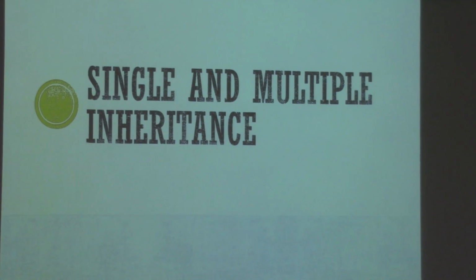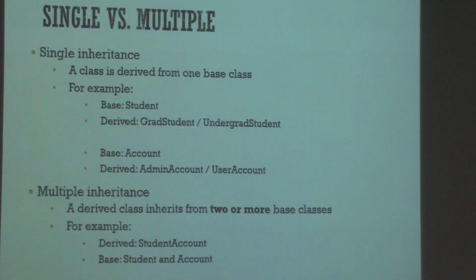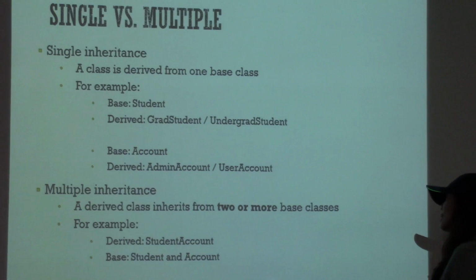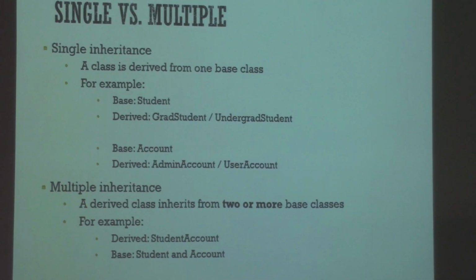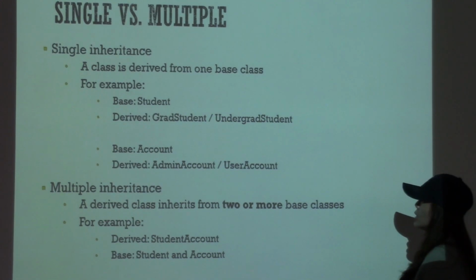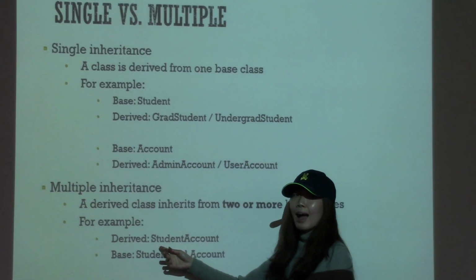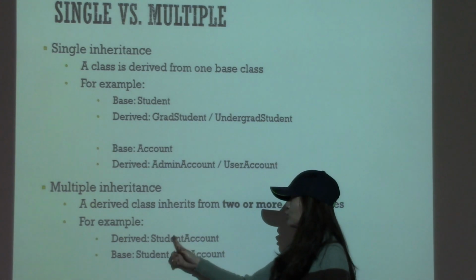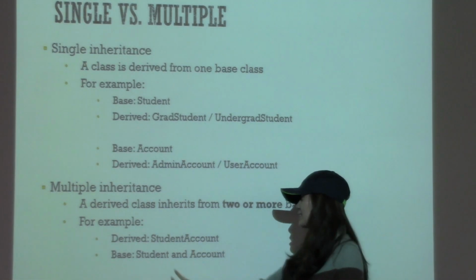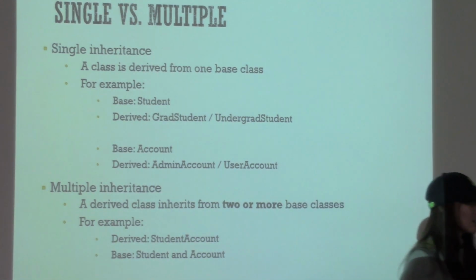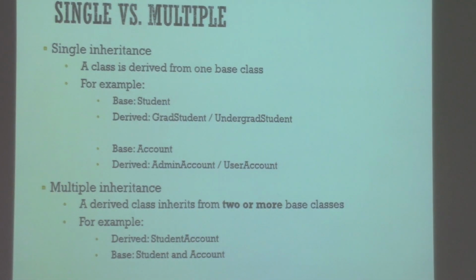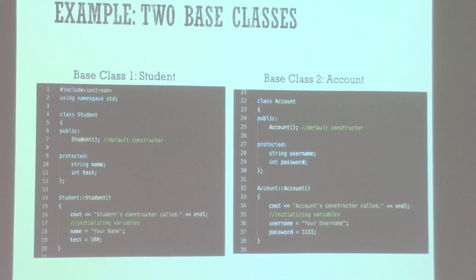We've been talking about single inheritance, but it is possible to have multiple inheritance, where I don't just want to design my new class based on one single base class. I want it to be derived from multiple base classes. Is that possible? Absolutely. I want to have a class called student account. I have a base class student, I have a base class account. I want to merge them. Completely fine. The syntax is also pretty straightforward.